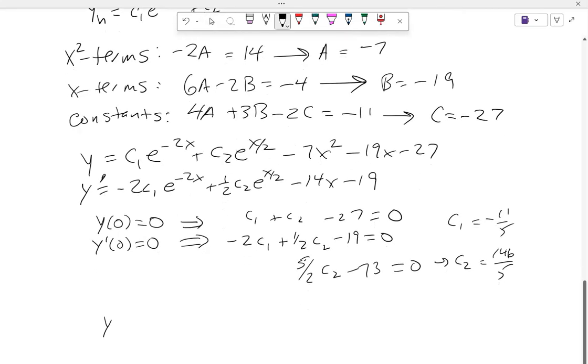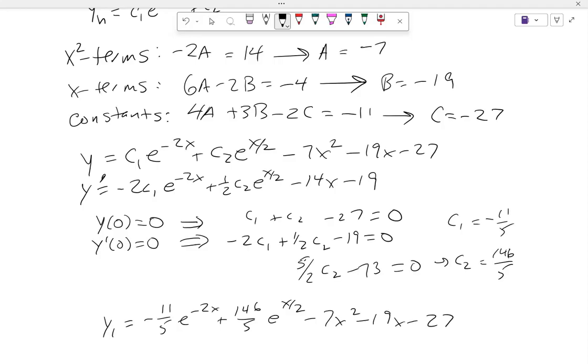So finally, we're all done with this mess. You get negative 11 over 5 e to the negative 2x plus 146 over 5 e to the x over 2 minus 7x squared minus 19x minus 27.